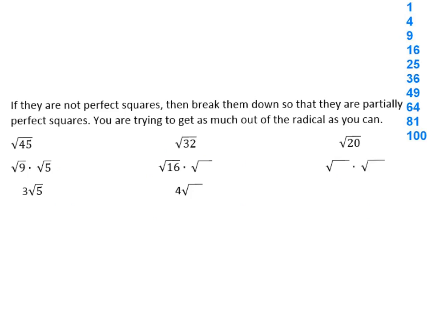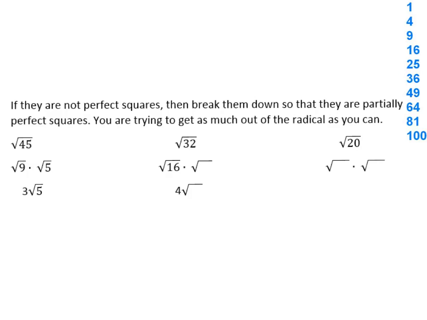Okay, so here's what we're doing today. We're trying to reduce radicals that aren't perfect squares. We're going to try to break them down, kind of like we do with a fraction, where you try to reduce a fraction. We're going to try to reduce a radical. If you look at this first example, I had the square root of 45. 45 is not in my list over here on the right of perfect squares, so it's not going to come out nice. 45 is not a perfect square.